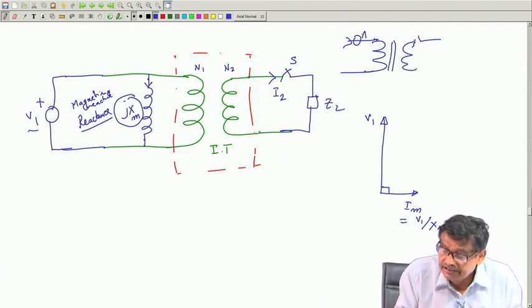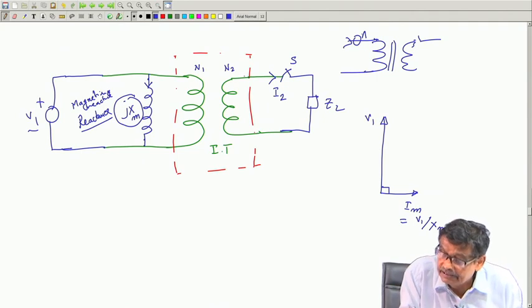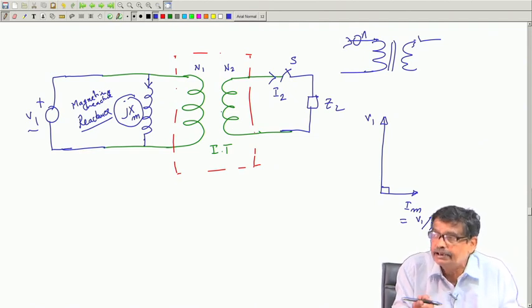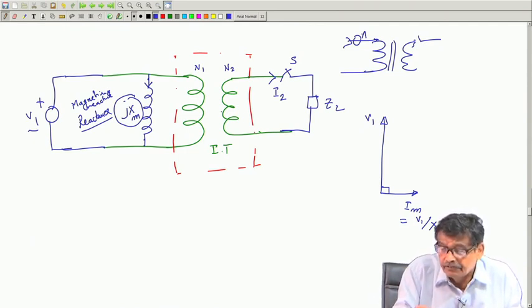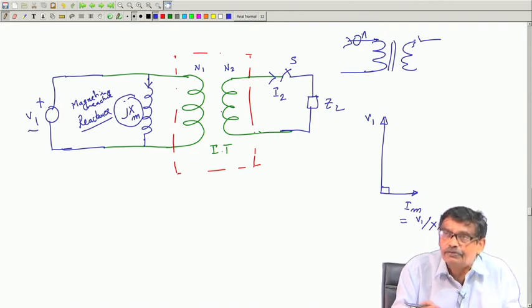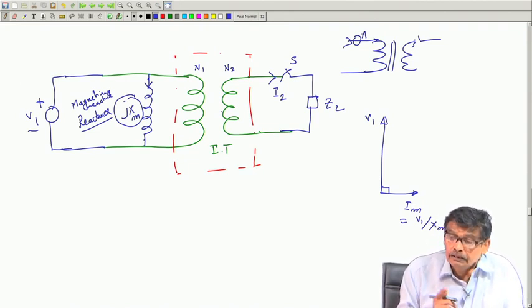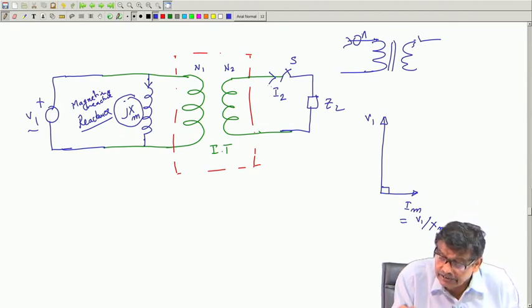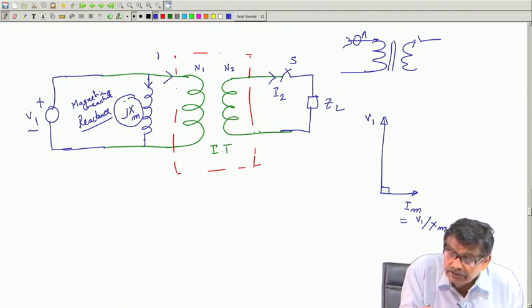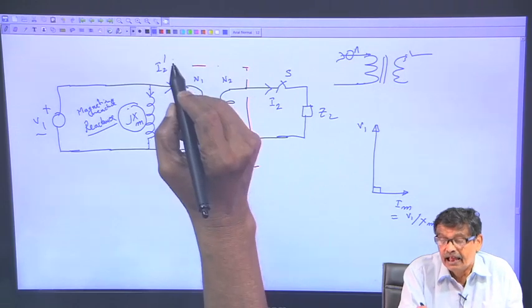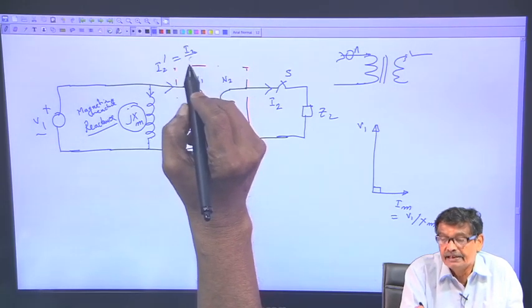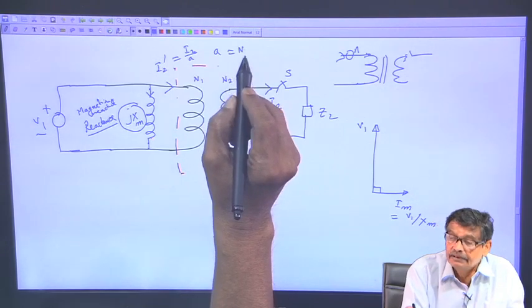But this portion is an ideal transformer. With S open, there was no current here. This transformer, which is ideal, has no magnetizing current. And we know that even when S was opened, the current drawn from the supply was vanishingly small for this transformer, zero. But when I close it, this current has to be I2 dashed, because it is an ideal transformer. We have spent so much time on that, and this is equal to I2 by A, where A is N1 by N2.